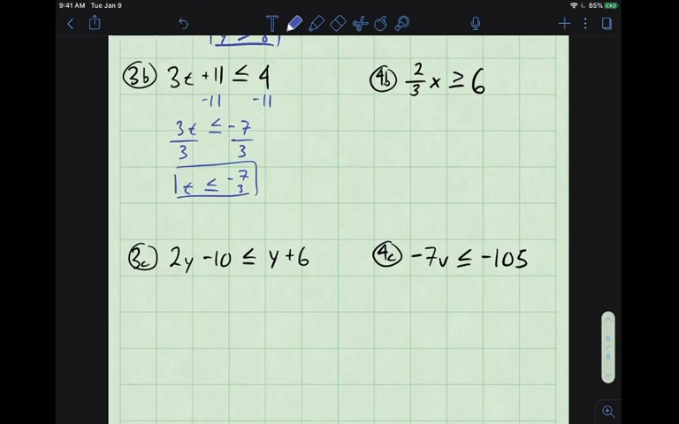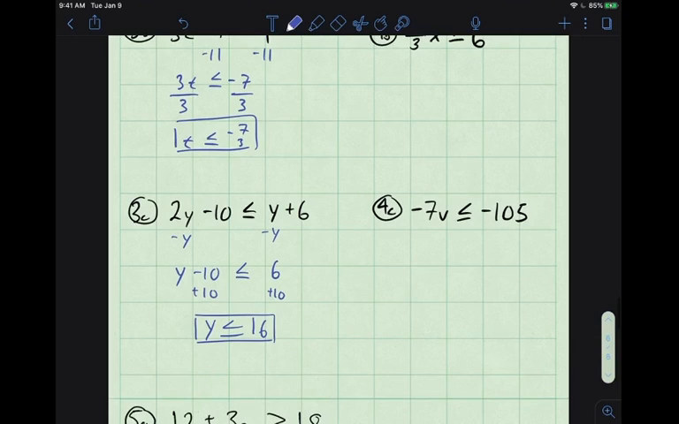2a, just like with the equal signs, we need to combine like terms, isolate our variables. So first step is subtract y from both sides. We're left with y minus 10 is less than or equal to 6. Add 10 to both sides. Y is less than or equal to 16. We could sometimes be asked to graph these, in which case you can give the bare minimum. There's 0, there's 16, it's filled in, and it goes that way. Okay, so we're just focusing on the solving step right now.